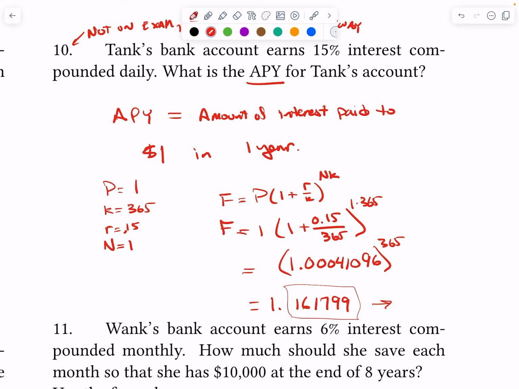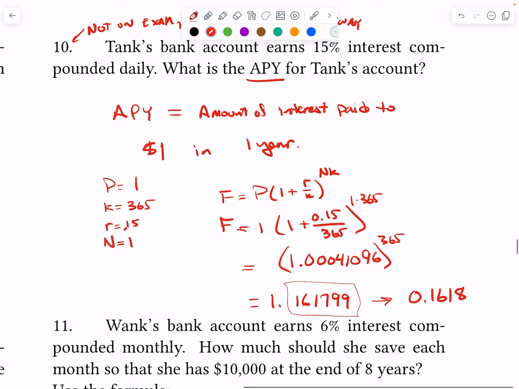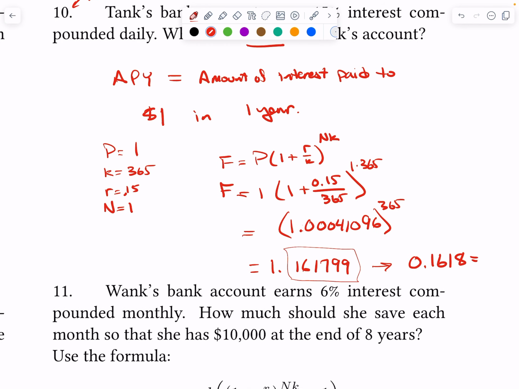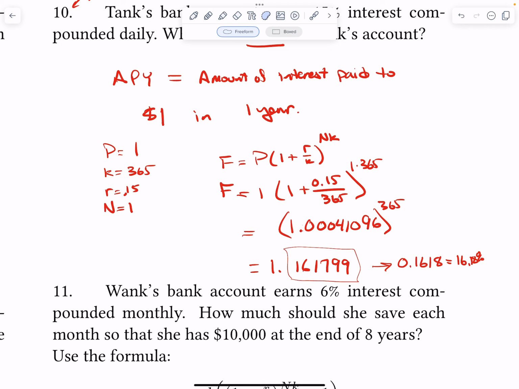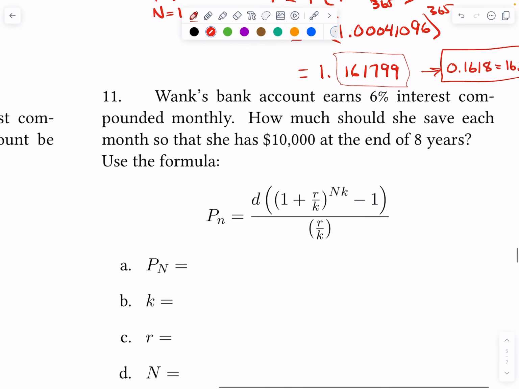So that would be 0.161, I'll go with 8, which is equal to 16.18%. That's too scrunched up there. See, can I make it a little bit even more scrunched up? Yeah, apparently I can. Anyway, that would be the answer. And so that's interesting nonetheless.